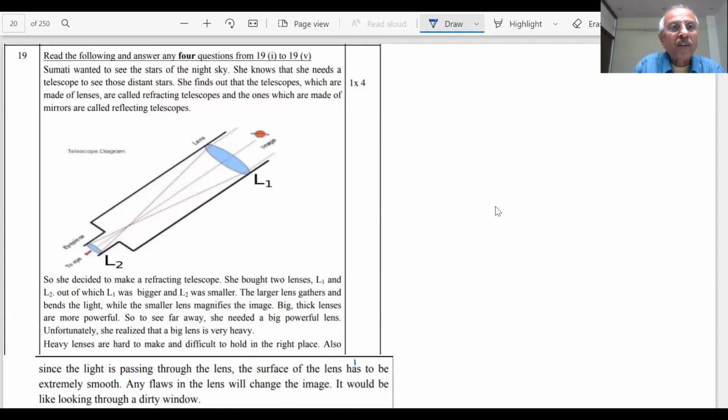Students, read the following and answer any four of the questions from 19.1 to 19.5, from the 10th CBSE sample paper released by the CBSE. Let us read the question, student.